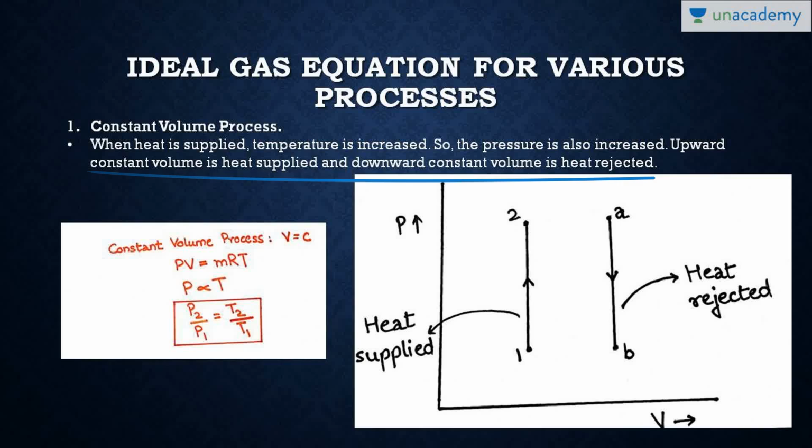So on the PV diagram, this is the constant volume vertical line. Heat is supplied, temperature is increased, pressure is also increased. So the upward vertical line is heat supplied and the downward vertical line is heat rejection. Whenever heat is rejected, temperature is decreased, pressure is also decreased, since pressure is directly proportional to temperature. So upward line is heat supplied and downward line is heat rejection in constant volume.